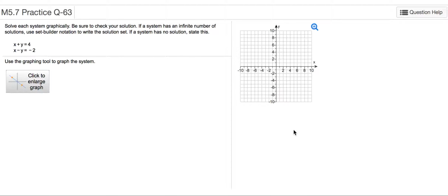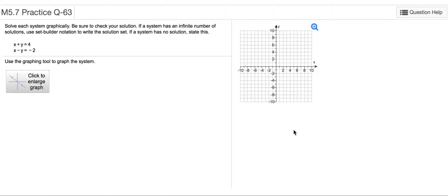Going to show you how to figure out how to solve this problem. It says solve each system graphically. Be sure to check your solution. If a system has an infinite number of solutions, use set builder notation to write the solution set. If a system has no solution, state this.